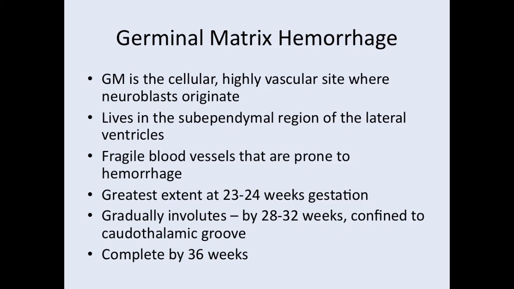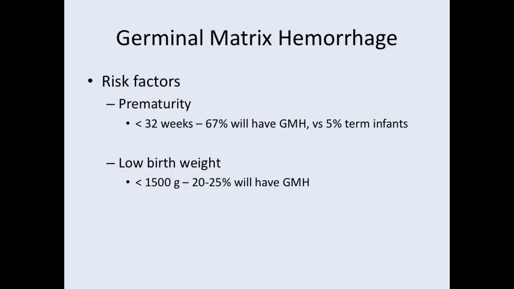The germinal matrix is greatest in extent at about 23 weeks of gestation, but then it gradually involutes and goes away. So by about 32 weeks it's pretty much confined to the caudothalamic groove that we discussed in the previous video, and basically by 36 weeks it's completely gone. So that's one of the reasons why germinal matrix hemorrhages are very unusual in term babies, because this structure has basically resolved or involuted by the time they're born.